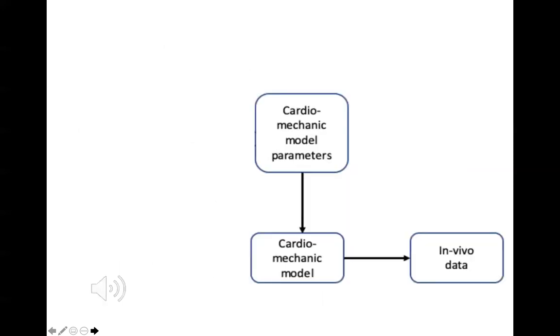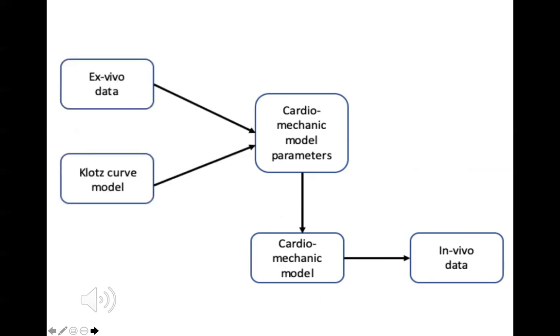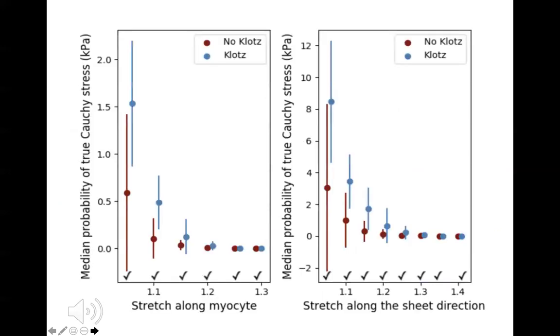In our work so far, we've only tried to estimate the cardiomechanic model parameters from in vivo data in the form of magnetic resonance image scans. We now want to put a prior distribution on the cardiomechanic model parameters based on the empirical Klotz curve law and ex vivo data. We follow the Bayesian analysis described before, based on running MCMC simulations on the emulated log likelihood surface to get the posterior distribution of stretch stress curves.